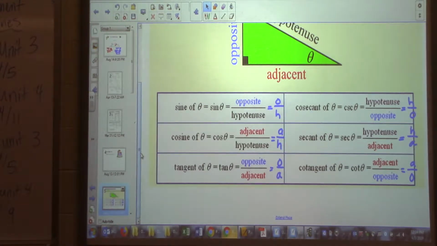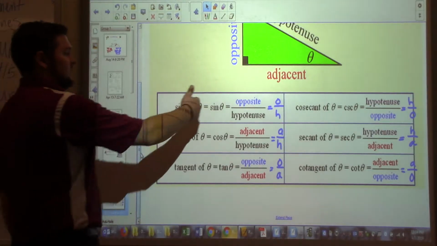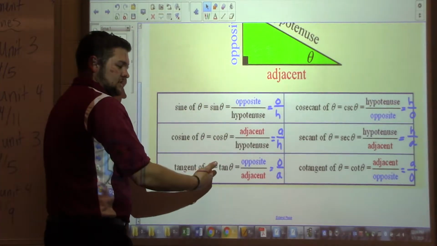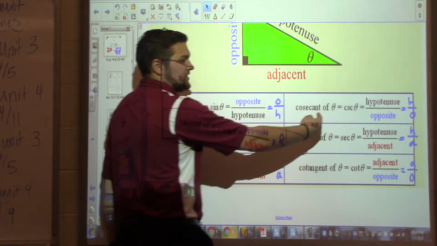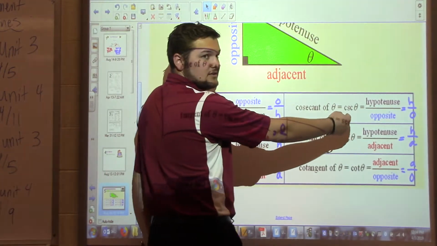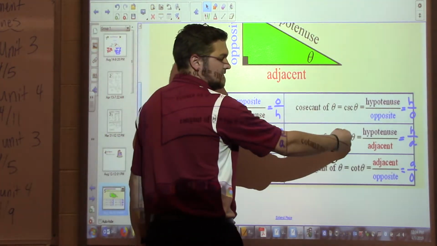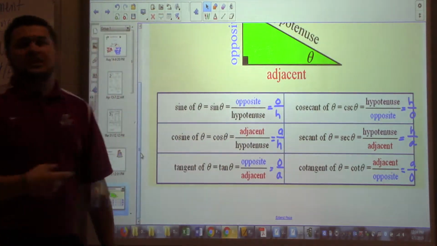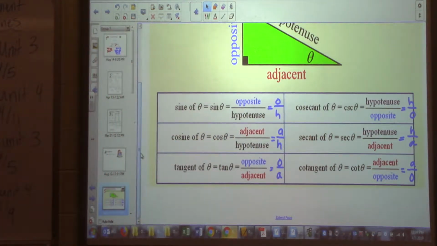No, there's not a cool SOHCAHTOA thing that goes with it. It's just cosecant, secant, cotangent. So sine is sin, cosine cos, tangent tan. Cosecant is CSC. Right? Secant SEC, cotangent COT. Right? So those are the different ways we write them. They're just the reciprocals. Right?